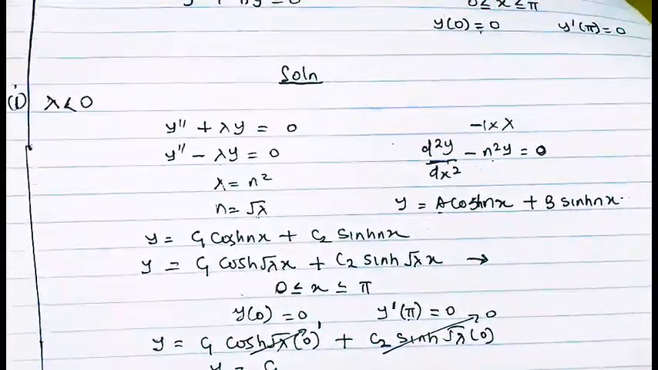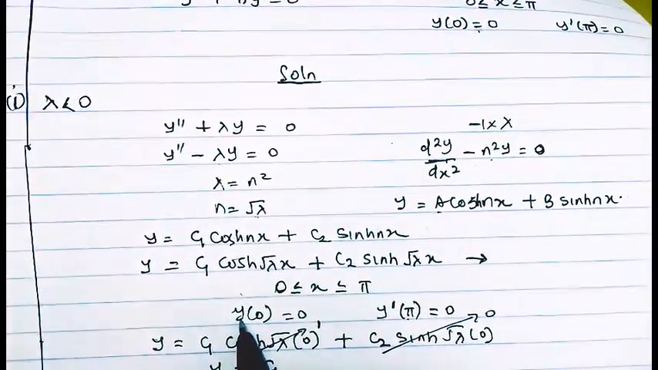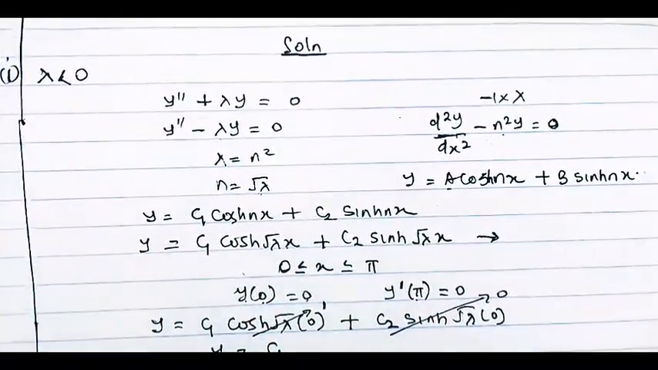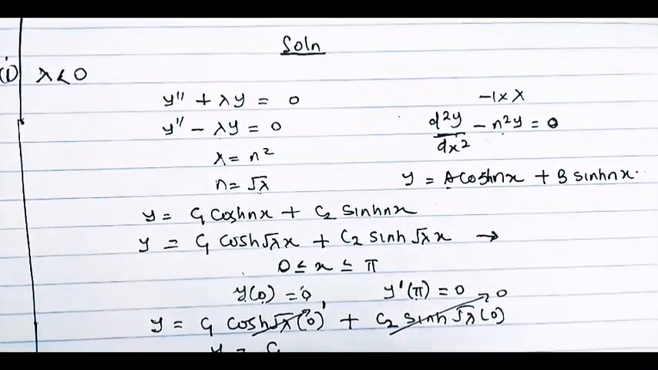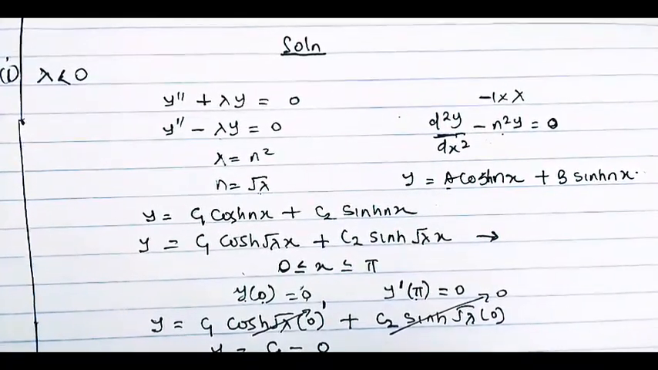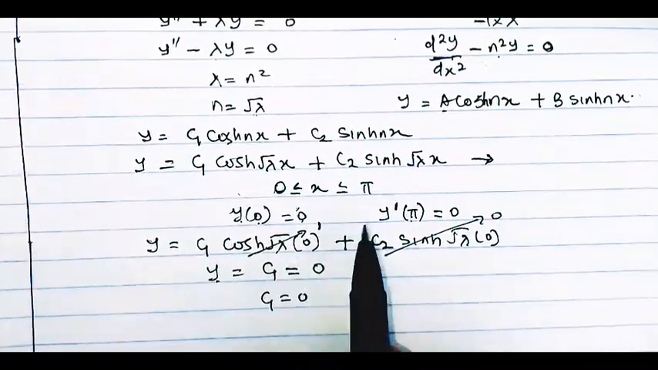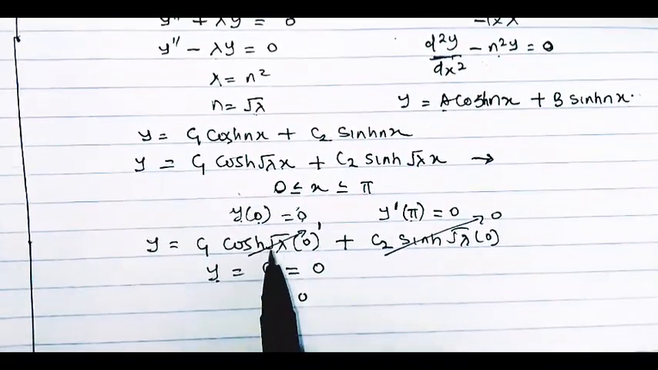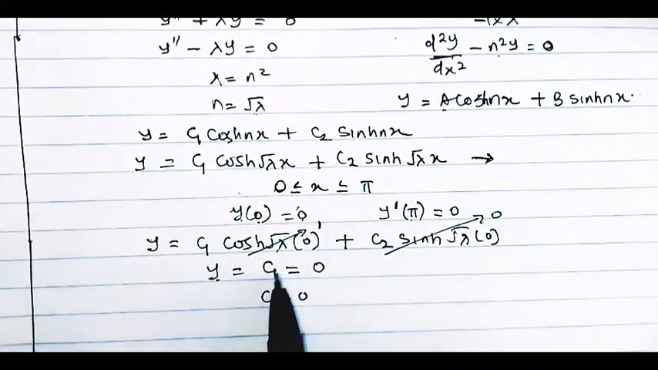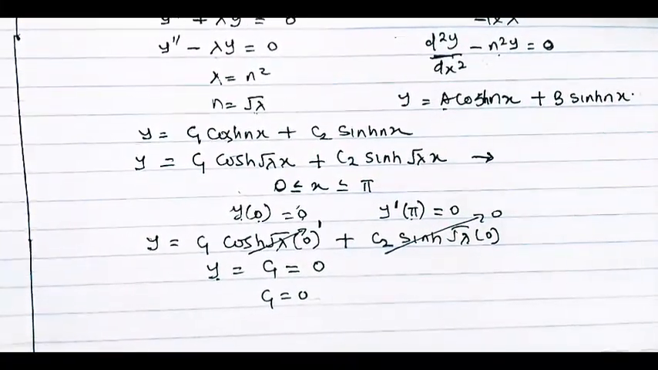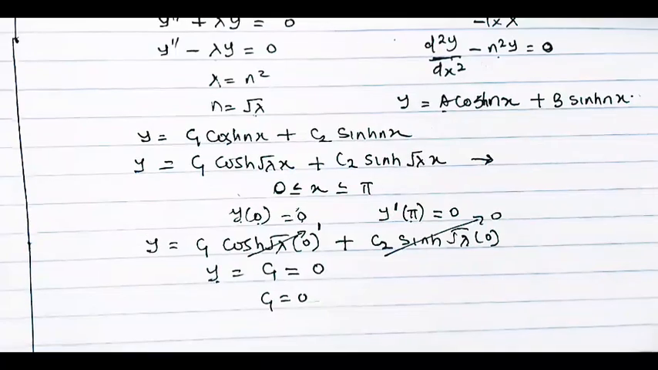And we know from the boundary condition that when x is 0, y is also equal to 0. So if y is 0, c1 is equal to 0. So that's that. We have gotten our first constant, c1, to be equal to 0.